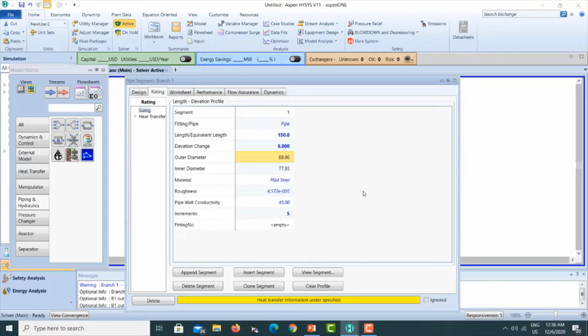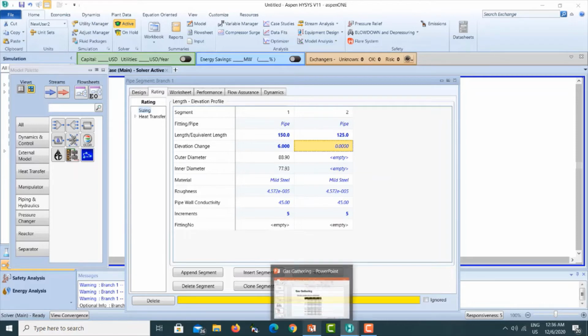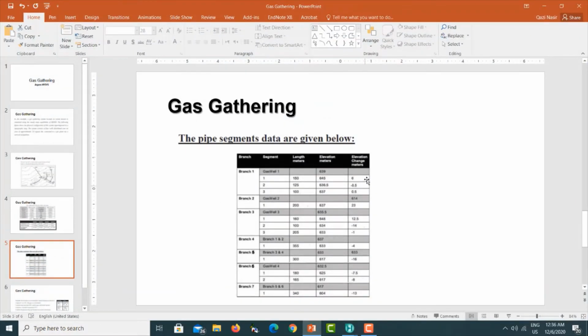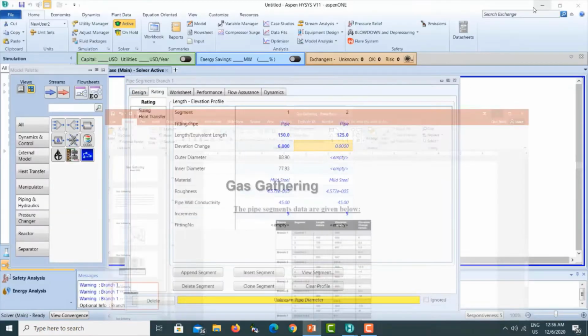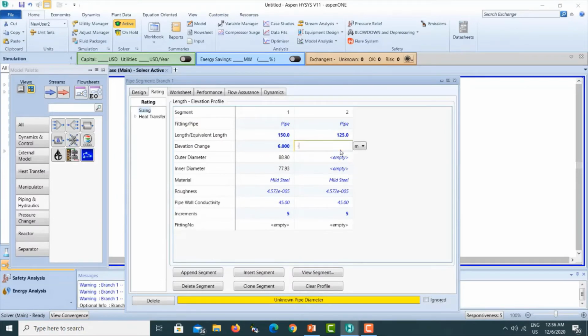Okay, so once it is done, we need to add another segment. Since we have 3 segments, this segment has a length of 125 meter, and what else does it have? Elevation change is minus 8.5. So elevation change is minus 8.5 millimeter.